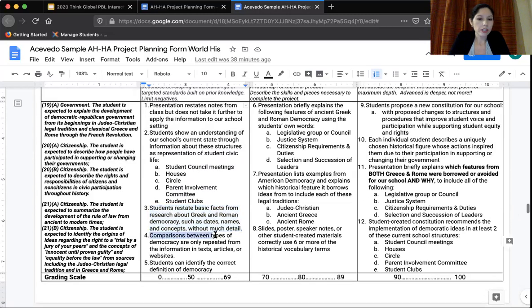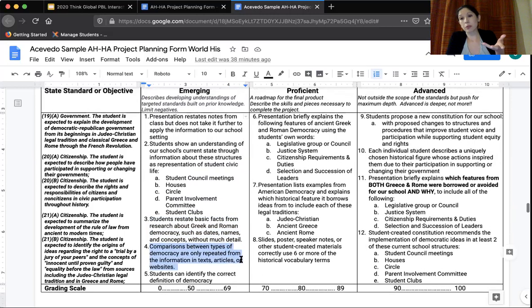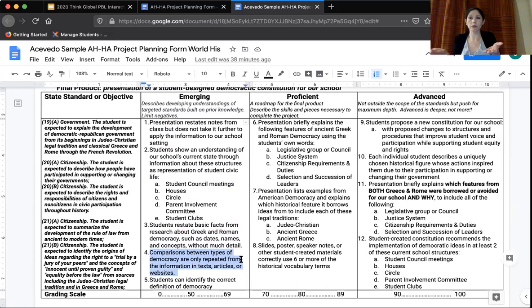Number 4, comparisons between types of democracy are only repeated from the information in texts, articles, or websites. So many textbooks have comparisons of Greek democracy, Roman democracy, sometimes even American democracy. There are Venn diagrams out there. They're easy to find. All of that is very easy to find. If the students are really just repeating the information they find in a Venn diagram and in these comparisons, then I haven't done very much for them. I haven't really grown them, because it's very easy to find these facts.